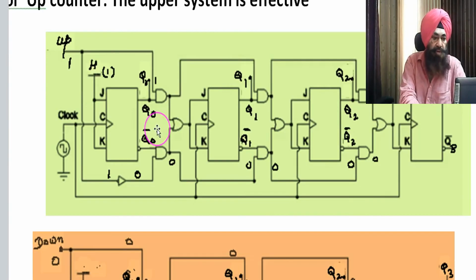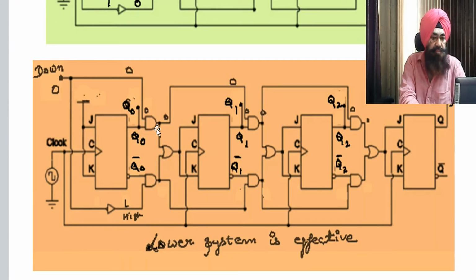Okay, like the down, this is 0 here, the output is 0 here, output is 0 here. So the upper system is ineffective. But low, this is 1. Okay, this is 1. When Q naught complement is 1, meaning when Q naught is low, this Q naught complement will be 1, this will be 1, 1 passes through it, and is applied to the JK.